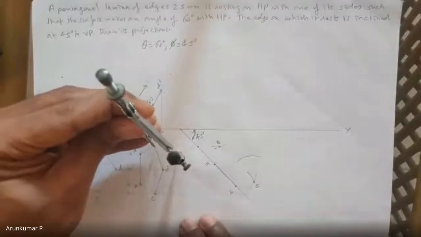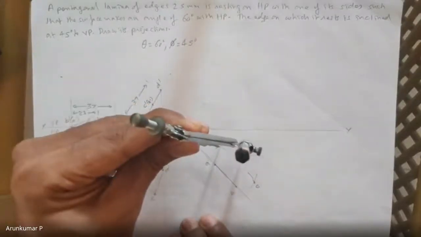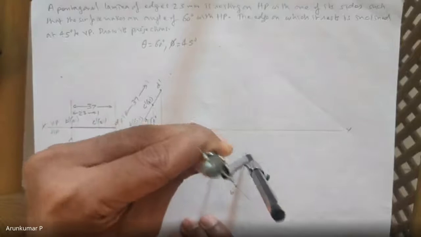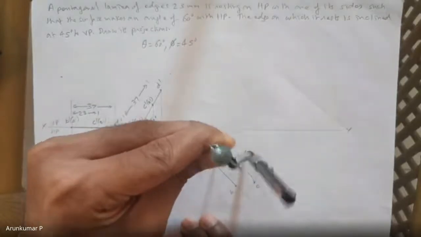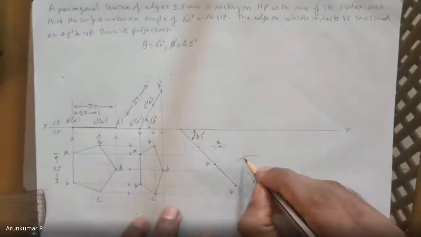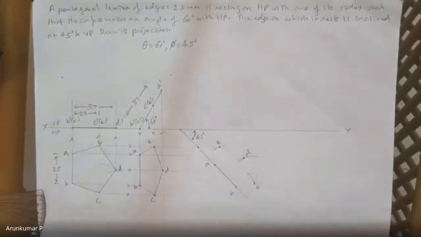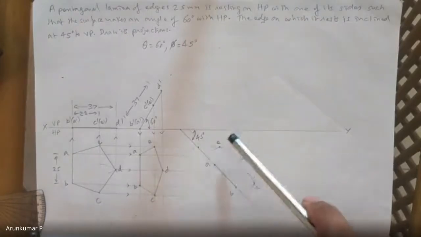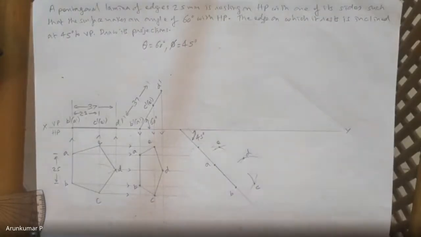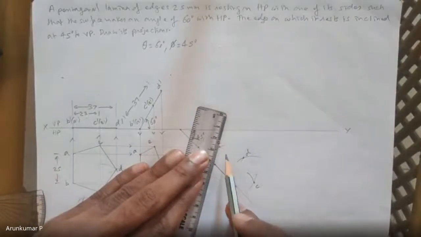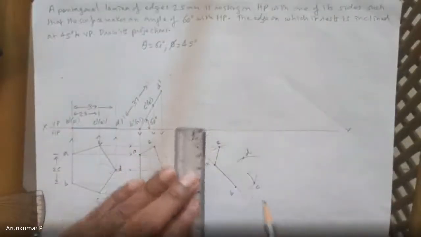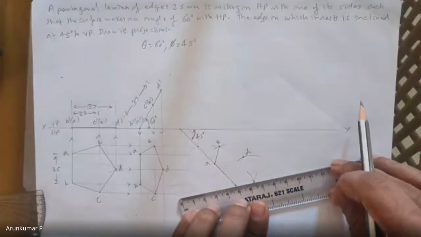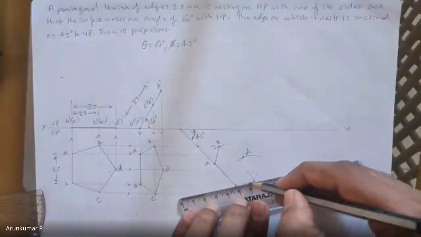E to D will be the same distance. I'll take and put it at E and cut the arc. So this point is D. So what I've done is, with respect to C and E, I have located D. If you join them, you will get the second step top view inclined at 45 degrees in the third step.